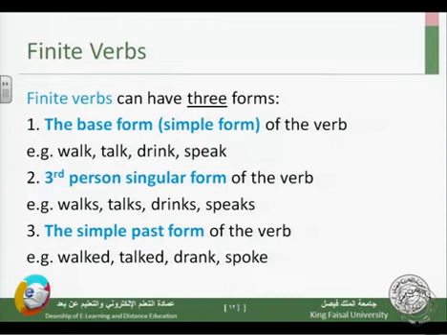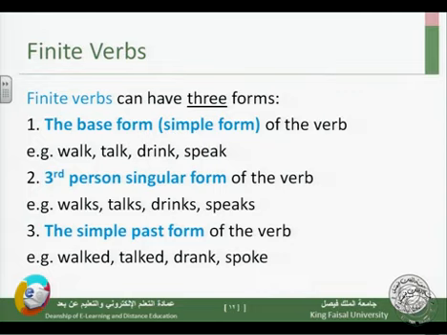The second form of finite verbs is the third person singular form of the verb. So this is with the addition of the inflection s. Okay, the third person singular marker s. So walk becomes walks when we have a third person singular subject in the present, of course. Talk becomes talks, we add s to it. Drink, drinks. Speak, speaks. Okay, so this is the second form. We call it the third person singular form.